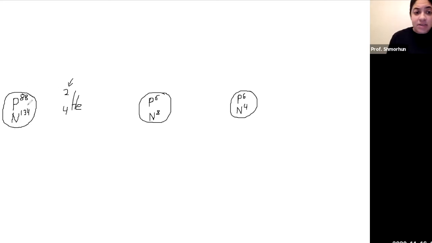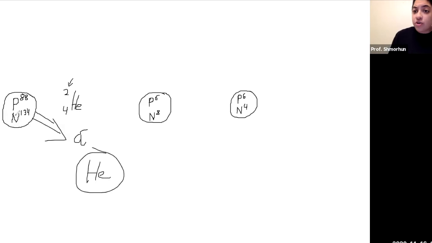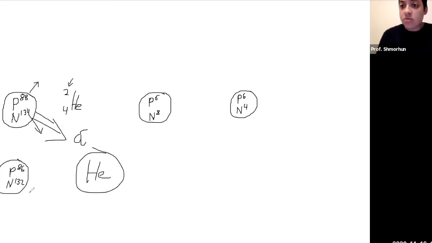So what will happen is that as this nucleus decays, it's going to kick out an alpha particle that looks just like a helium atom. So in turn, it's kicking out 2 protons from its nucleus and 2 neutrons from its nucleus. So now this new particle would have 86 protons and 132 neutrons.